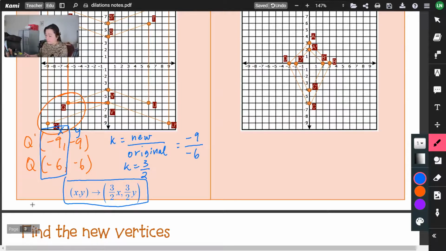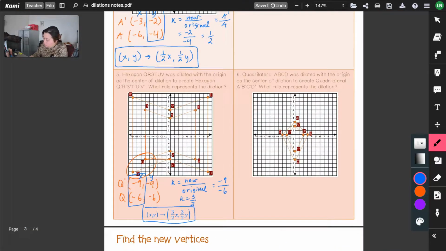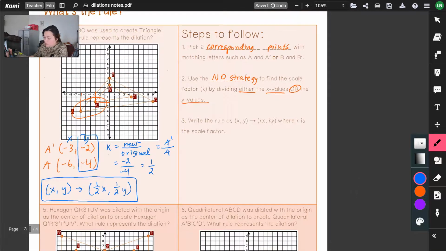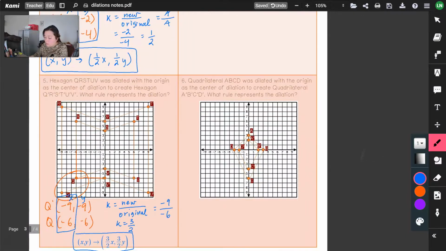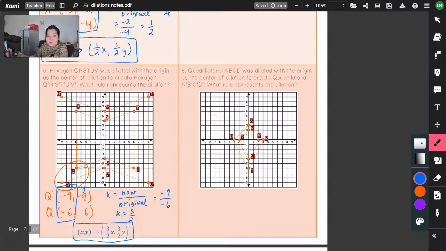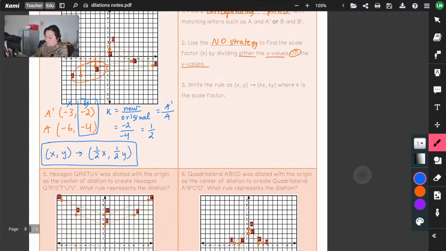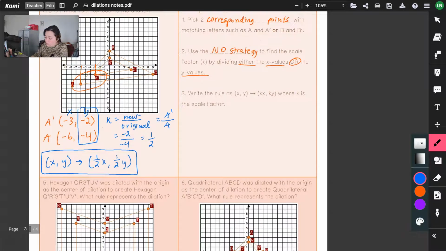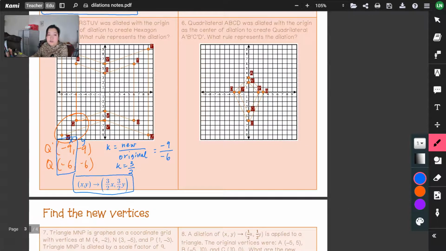Okay? So you're going to do the same thing for number 6. I want you to do that one on your own. So same steps. Pick 2 corresponding points. Right? Write out the coordinates. Step 2, use the knowing strategy. So you want either the y coordinates divided or the x coordinates divided. Just like what we did. And step 3, you want to write the rule as (x, y) becomes (kx, ky), where k is whatever the scale factor you just found. And that's our answer.